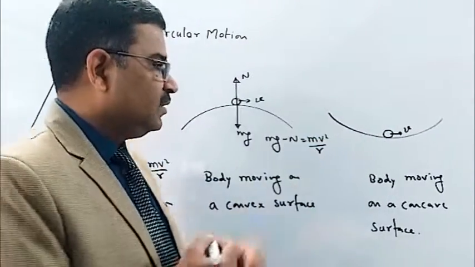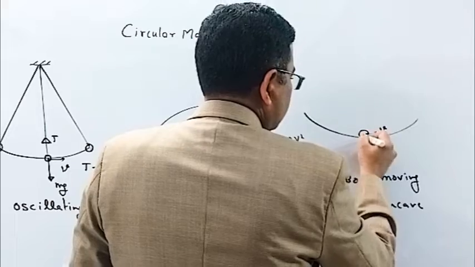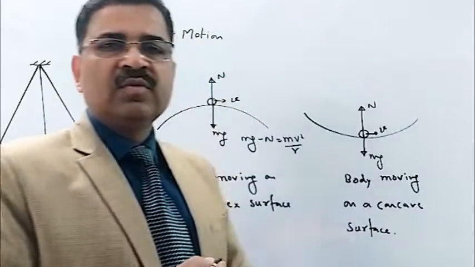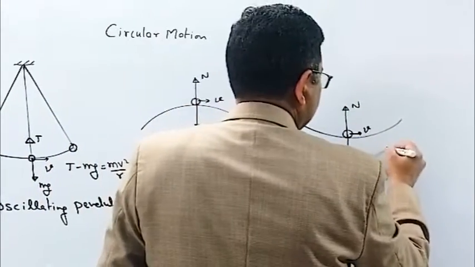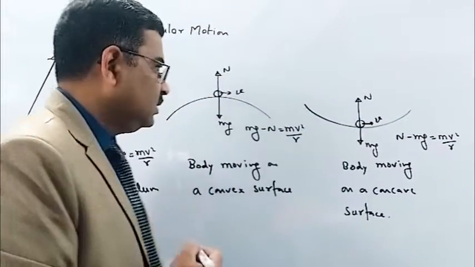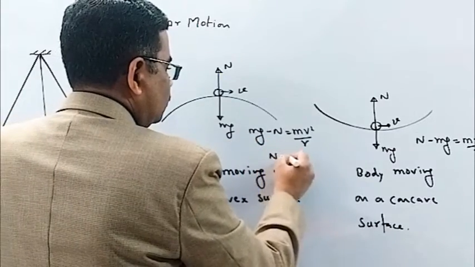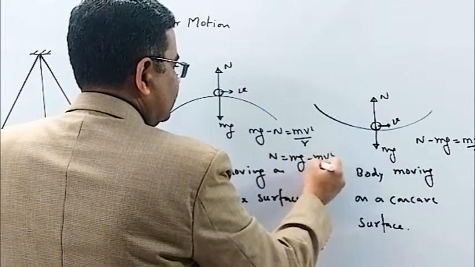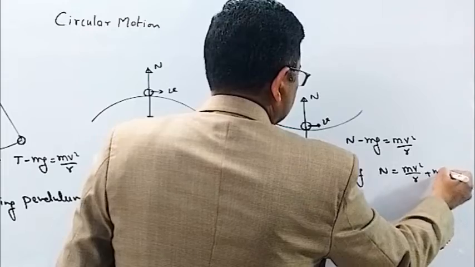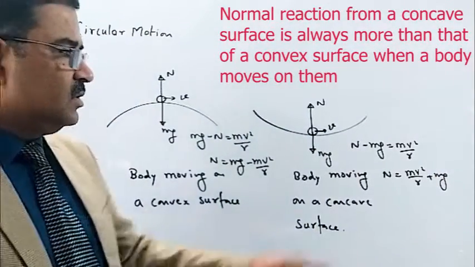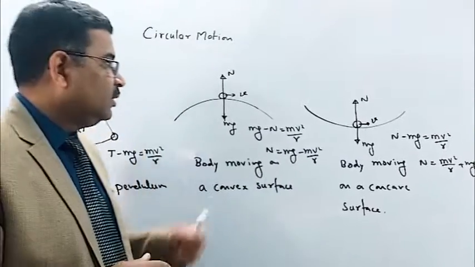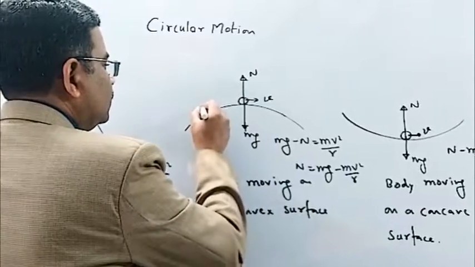Whereas in the third case of concave surface, the body is again experiencing two forces. One is mg and the other is the normal reaction, and the net of these two forces will provide the centripetal force, and that is N minus mg. So N minus mg is equal to mv square by r. And now students, you can see that in this case N is equal to mg minus mv square by r, whereas in this case N is equal to mv square by r plus mg. So you can see that in case of concave surface, the normal reaction is more as compared to that on the convex surface.